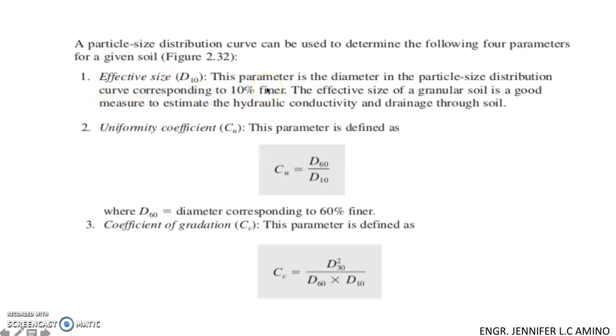This is the diameter of the particle size distribution curve corresponding to 10% finer. Then you have the uniformity coefficient C sub U. This is defined by this expression D60 over D10, meaning to say this is the diameter of the 60% passing, 60% finer rather, and you have the coefficient of gradation CC. It is defined by this expression. D30 refers to the diameter corresponding to 30% finer.